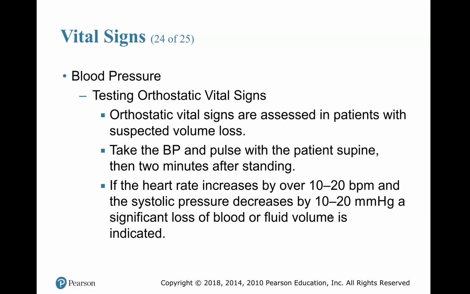Orthostatic vital signs are assessed in patients with suspected volume loss, blood volume, or if they've had diarrhea or vomiting, stuff like that. We're going to take a blood pressure and a pulse with the patient supine, then 2 minutes after standing. So we take them while they're laying down, and then 2 minutes later after they're standing up. If the heart rate increases over 10 to 20 beats per minute and the systolic blood pressure decreases by 10 to 20 millimeters of mercury, a significant loss of blood or fluid volume is indicated.